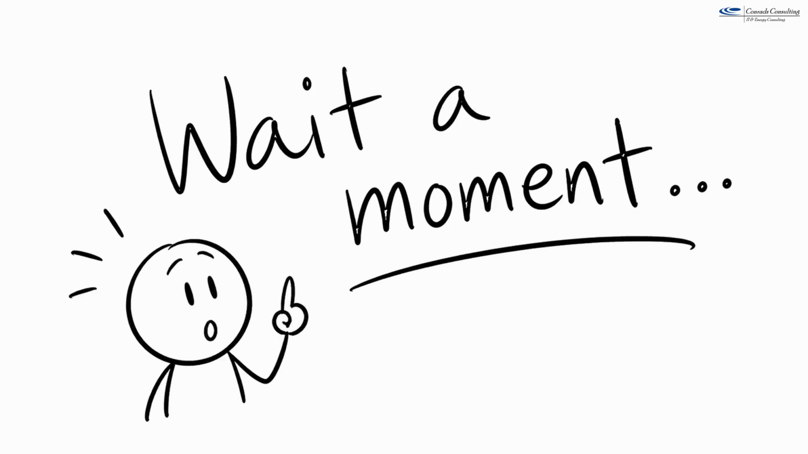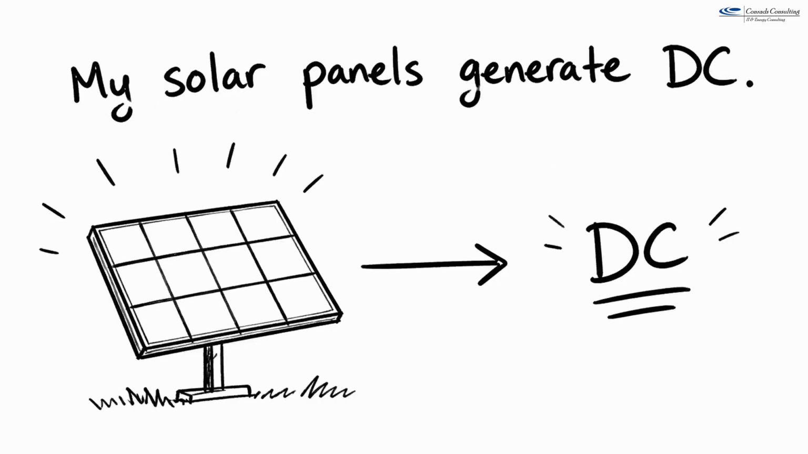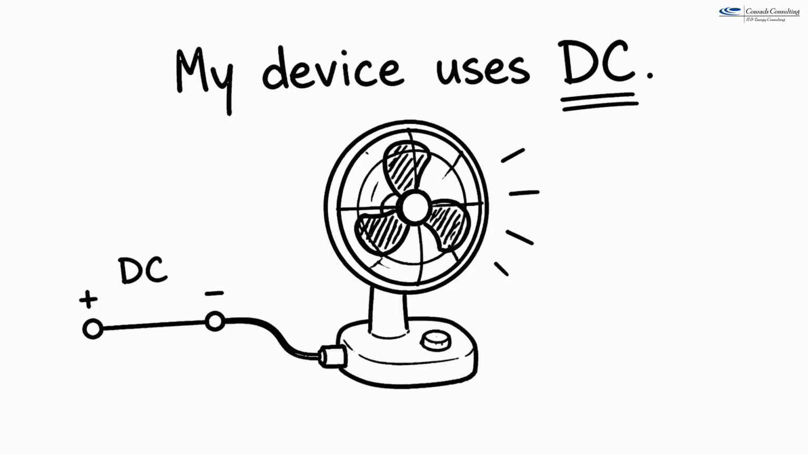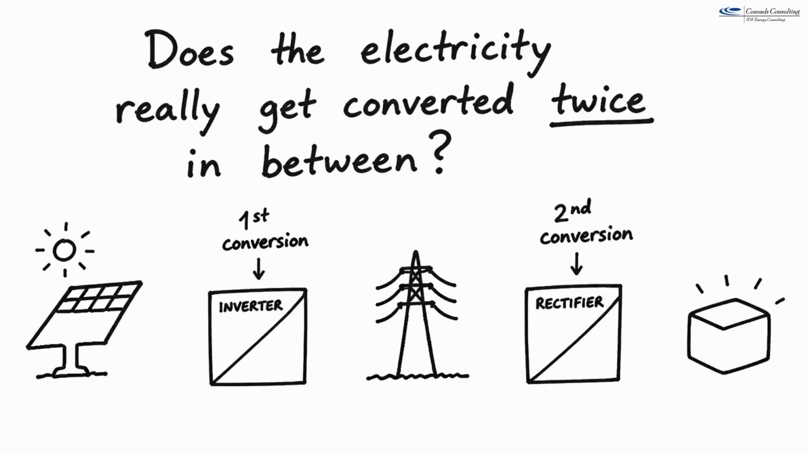Wait a moment. My solar panels generate DC. My device uses DC. Does the electricity really get converted twice in between?